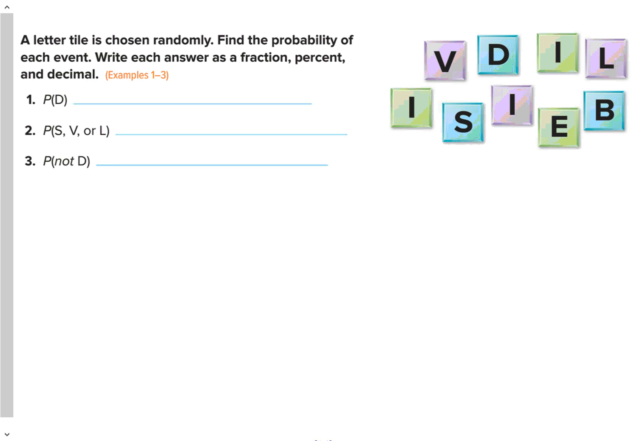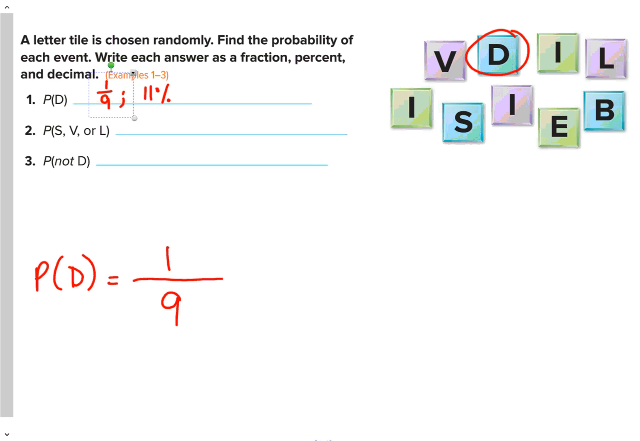So here they want to know what is the probability of getting a D. Well, if we have the probability of getting a D, we want to know how many D's there are and how many possibilities do you have. Well, we have 1, 2, 3, 4, 5, 6, 7, 8, 9 tiles. Those are 9 possibilities or 9 outcomes. There's only one D, so the probability is 1/9. If I divide 1 divided by 9, I'm going to get about 11%, and the decimal will be about 0.11.